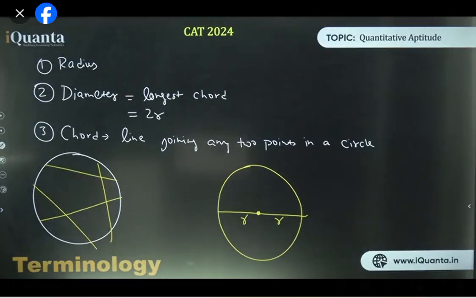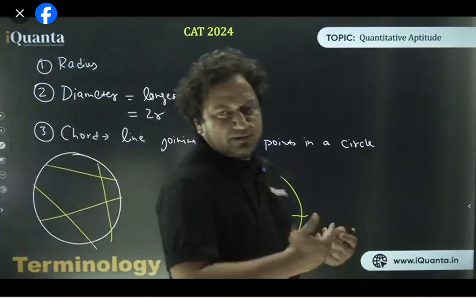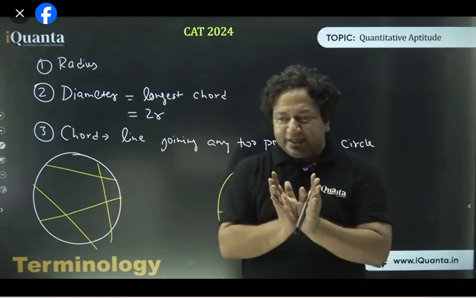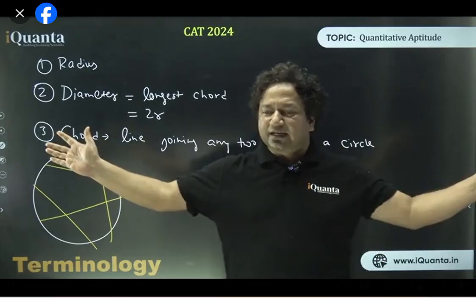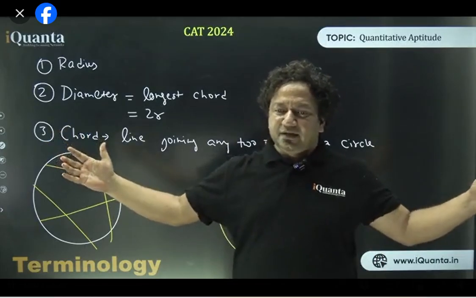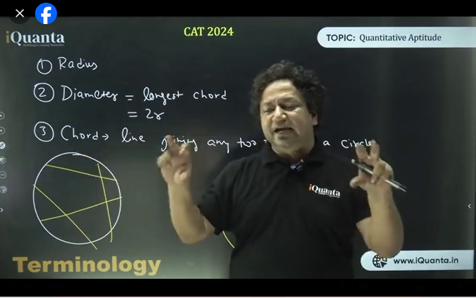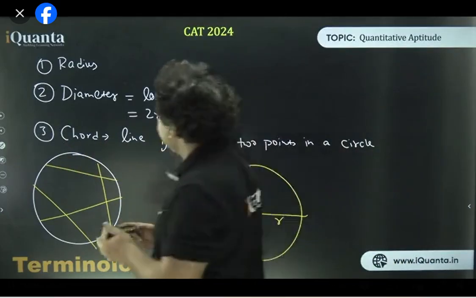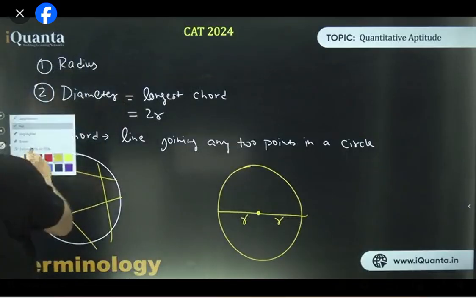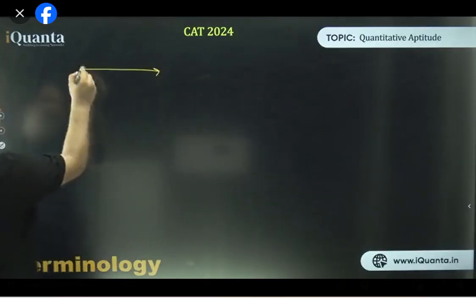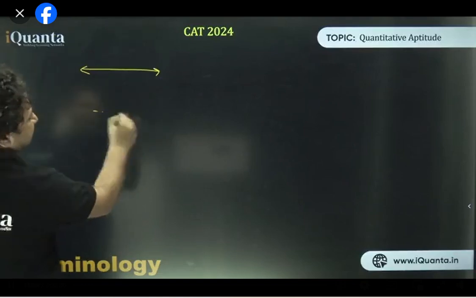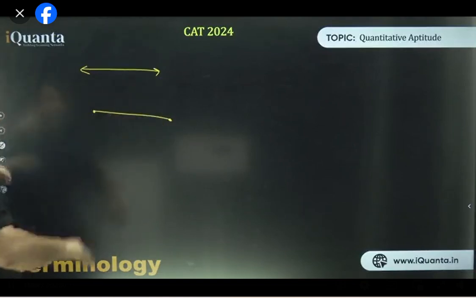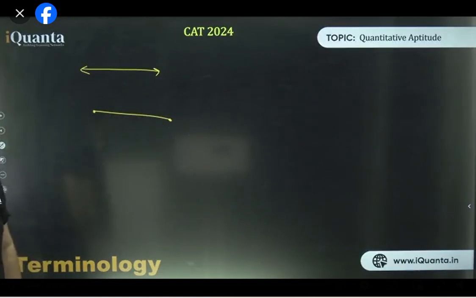You know what a line is and you know what a line segment is, isn't it? A line, a straight line, can extend in both directions infinitely. And a line segment has two fixed end points, right? This is a line, it can go in both directions. And this is a line segment where the end points are fixed.